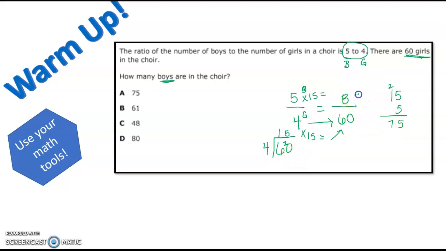So there are 75 boys to 60 girls. Is that one of our answer choices? Yes, it is. The answer is A.